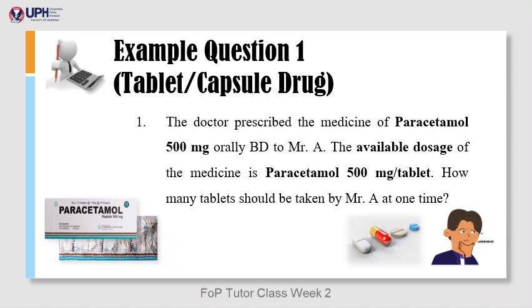Now, let's begin with the example questions so you understand it better. The first one is: the doctor prescribed the medicine paracetamol 500 milligram orally BD, or twice a day, for Mr. A. The available dosage of the medicine is paracetamol 500 milligram per tablet. How many tablets should be taken by Mr. A at one time? So let's break it up.